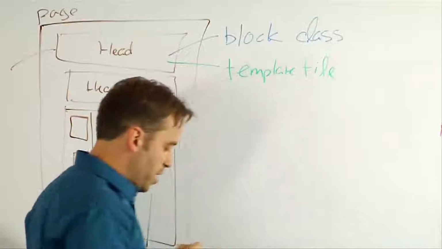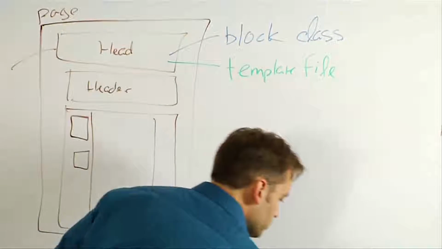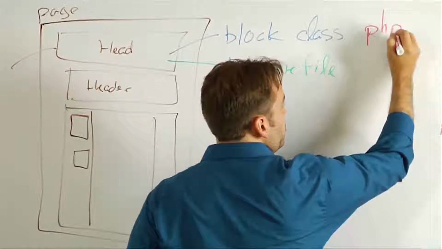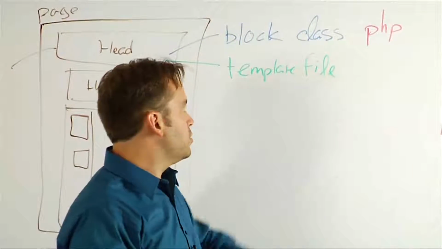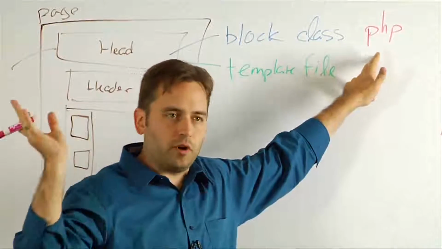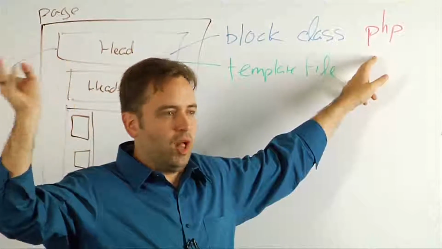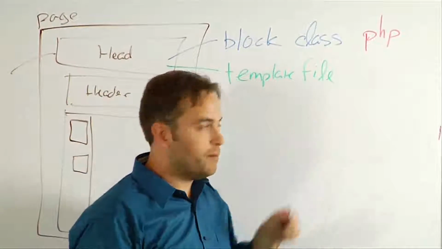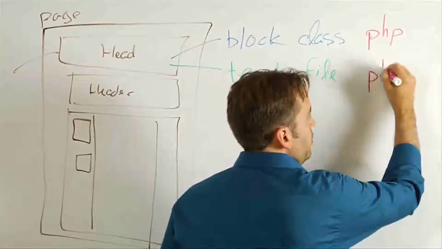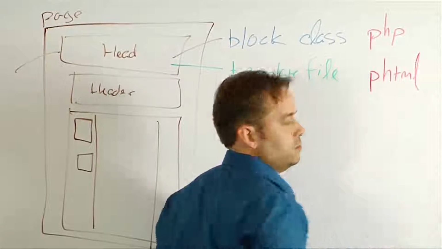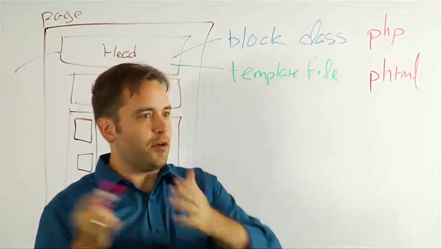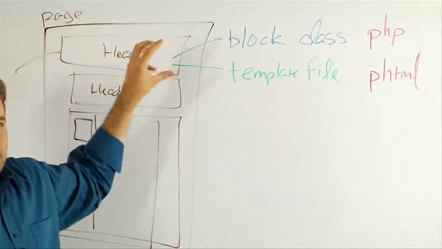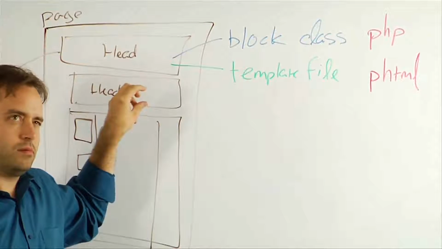I'll give you another little shorthand. Block classes, those are the PHP classes. Those are PHP files. Those are under our module. So, for example, day 2 blocks. That's where we will find block classes. Templates are PHTML. And those we find in our themes. Okay? So that's what each of these blocks are.